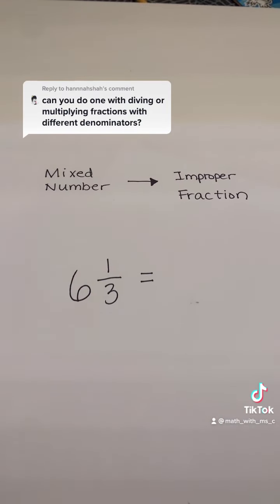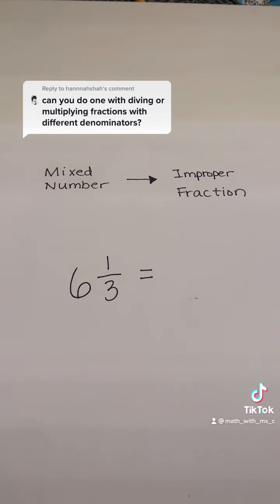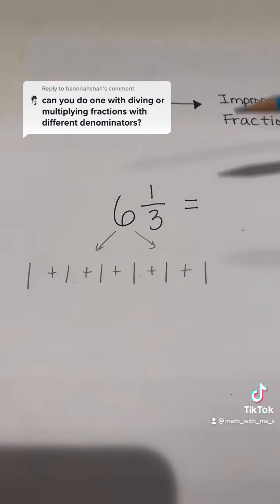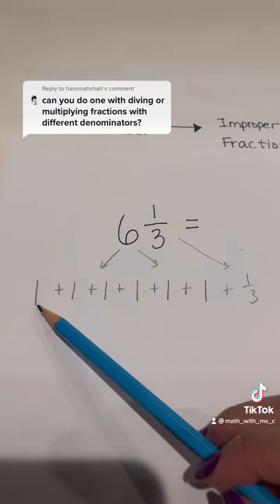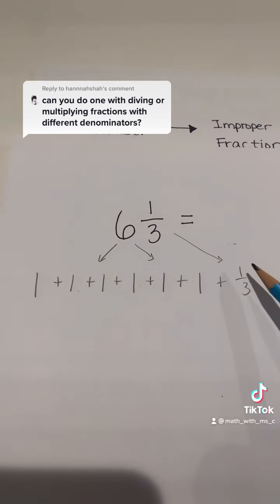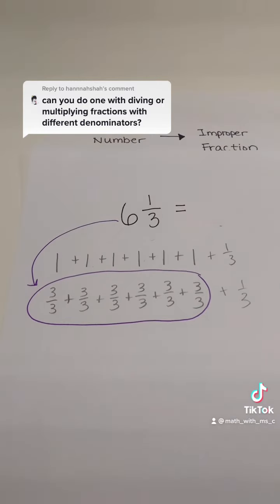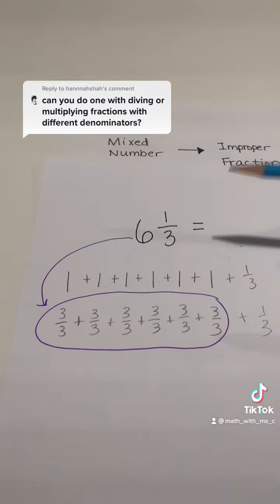So let's look at 6 and 1/3. That 6 represents 6 wholes, so I could write it out like this: 1, 2, 3, 4, 5, 6. And then I brought that 1/3 over. I'm going to replace each whole with the denominator 3, and you know 3/3 equals 1 whole. So that 6 wholes represents how many 3/3? And this is a lot, so you don't need to write this all out.